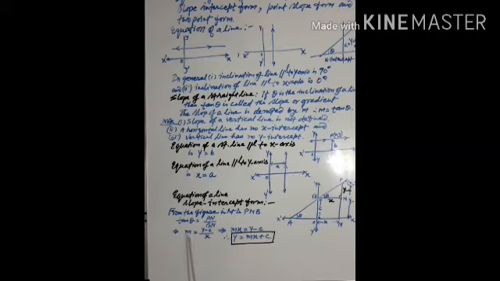So after cross multiplication you got mx equal to y minus C, and therefore y equal to mx plus C. So this is the equation of a line in slope-intercept form. Okay? So remember this way, and you practice this.